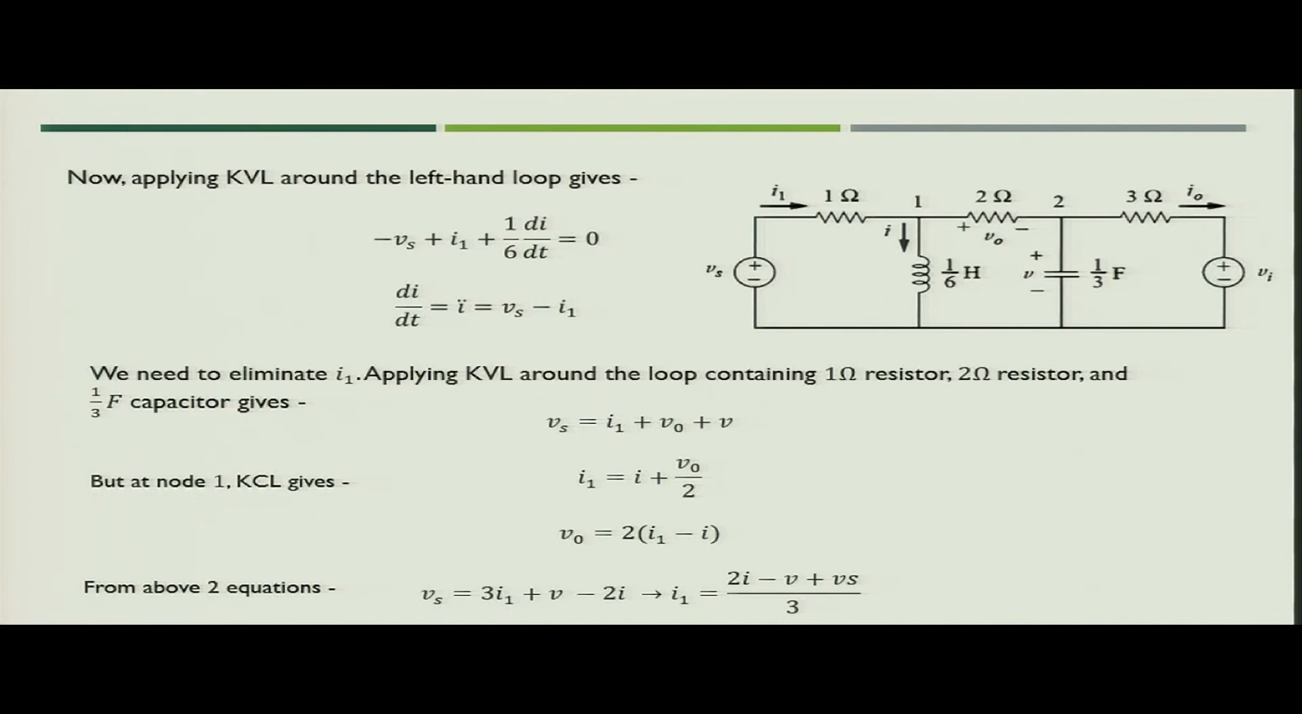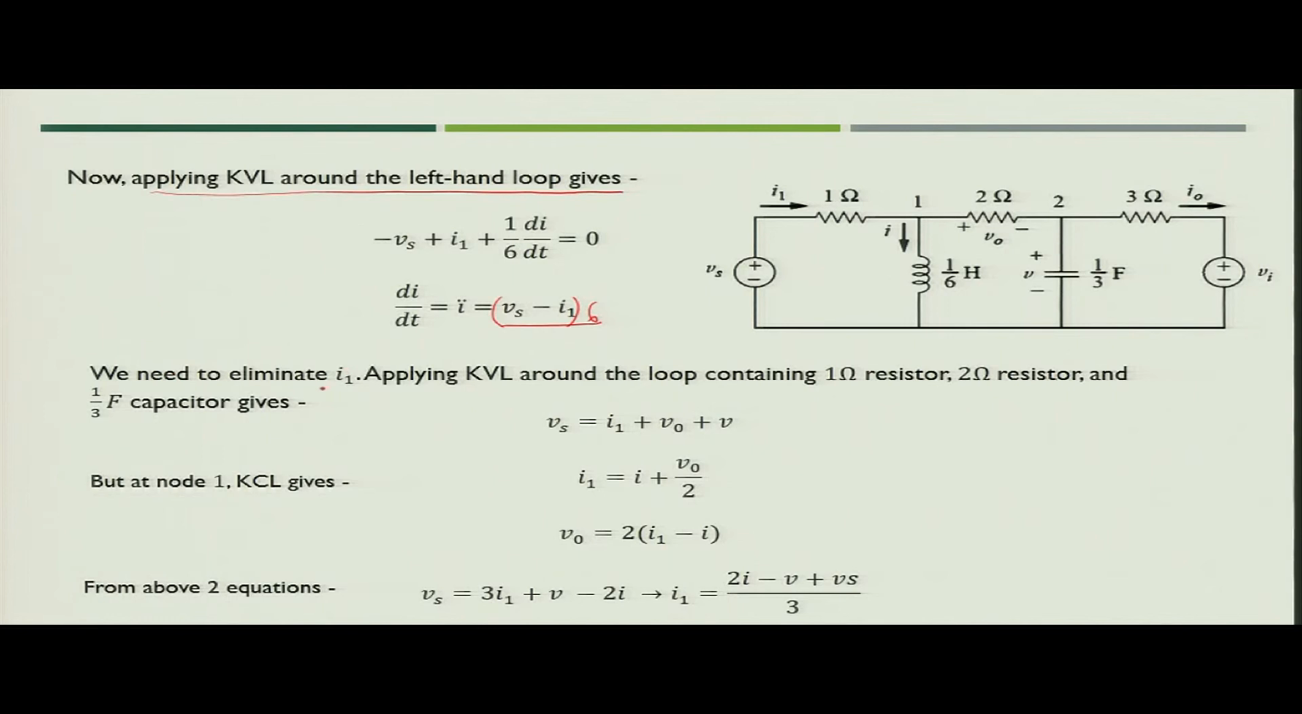So, first what we will do? We will apply KVL around the left hand loop. So, this is the left hand loop. If you apply KVL, what can you write? Minus Vs plus I1 into 1 ohm equal to minus I1, then plus 1 by 6 into dI by dt, because the voltage across this is L dI by dt, L is 1 by 6. So, you get plus 1 by 6 dI by dt equal to 0. Now, if you rearrange, you can write dI by dt, that is nothing but I dot, equal to (Vs minus I1) into the value of 6 which you have.